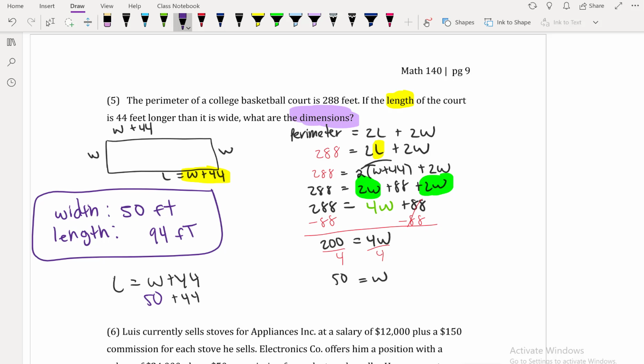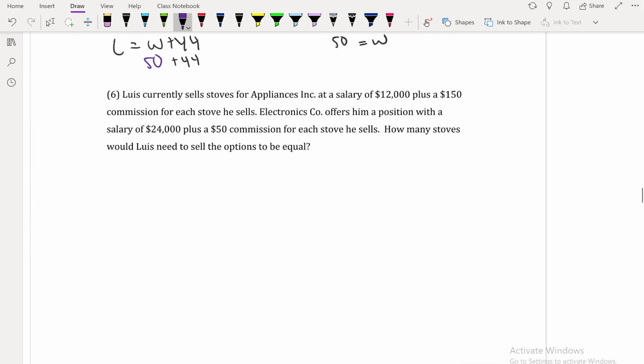Okay, now let's think about number 6 here. It says Luis currently sells stoves for Appliances Inc. at a salary of $12,000 plus $150 commission for each stove he sells. Electronics company offers him a position with a salary of $24,000 plus a $50 commission for each stove he sells. How many stoves will Luis need to sell for the options to be equal?